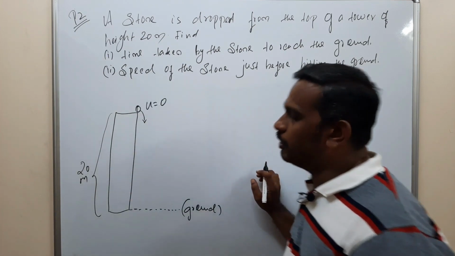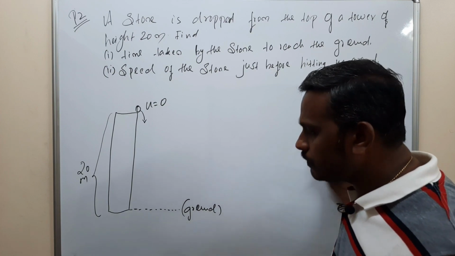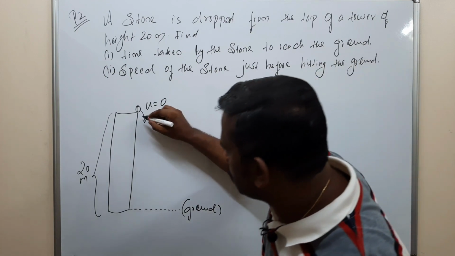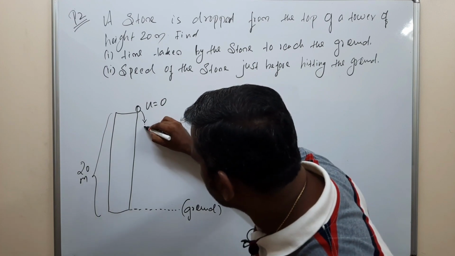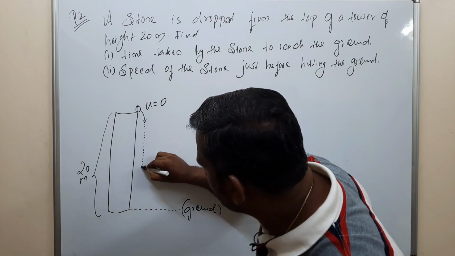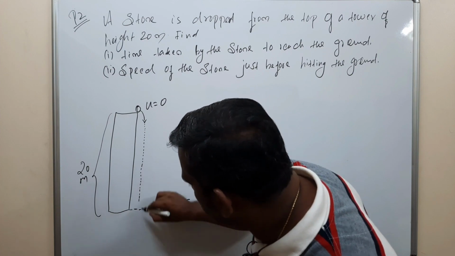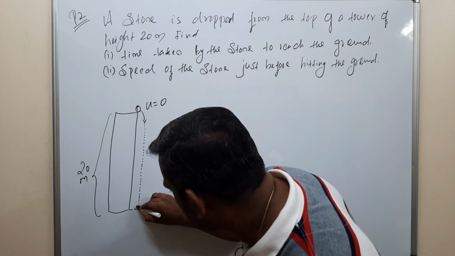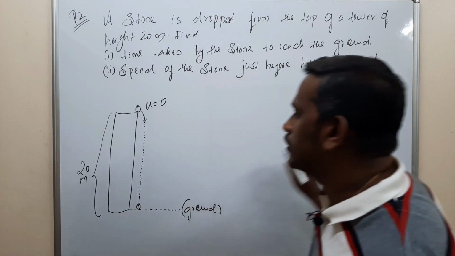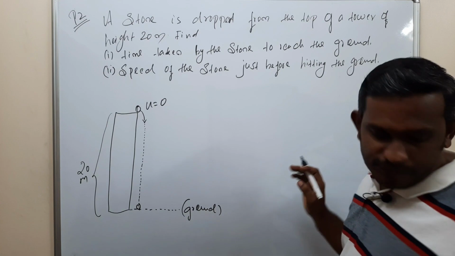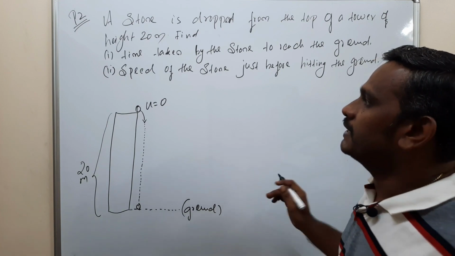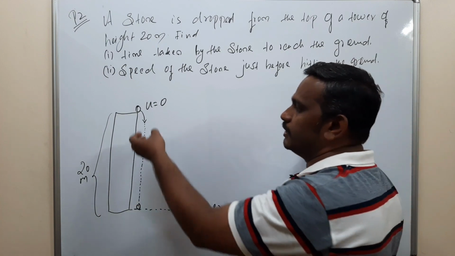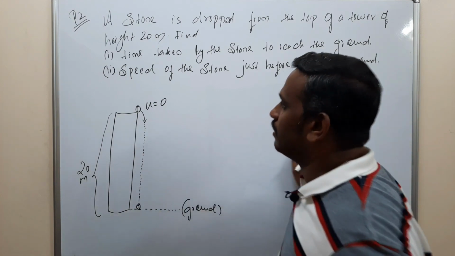Okay, this is the ground level. So, time taken by the stone to reach the ground. A stone is dropped from the top of the tower. That stone comes down and finally reaches the ground level, that is the bottom of the tower. So we have to find the time taken by the stone to reach the ground.